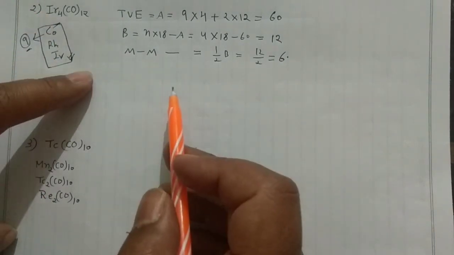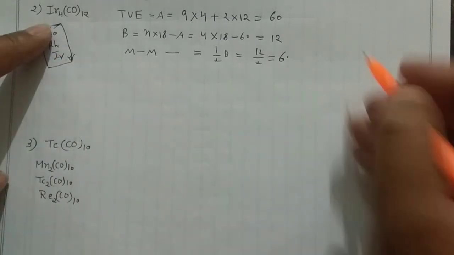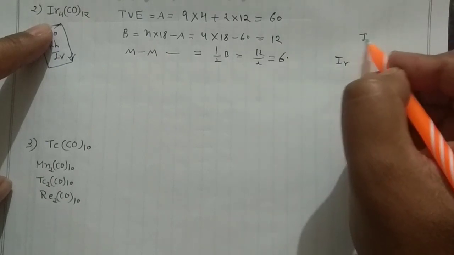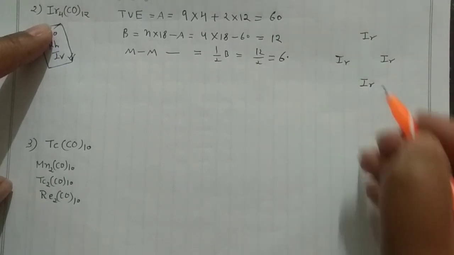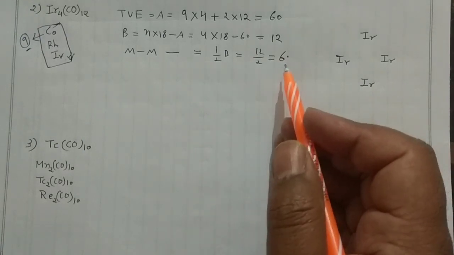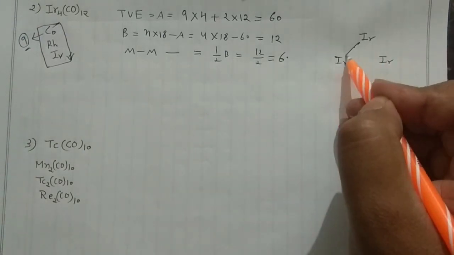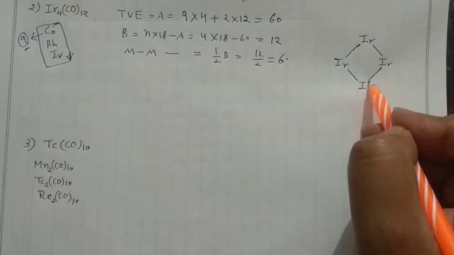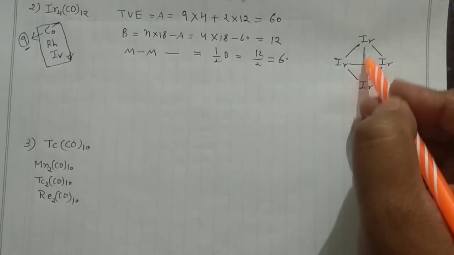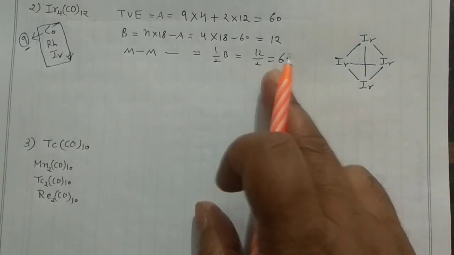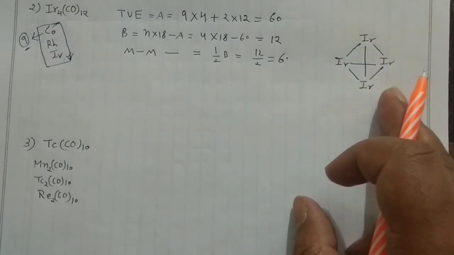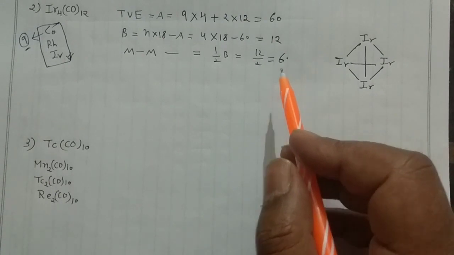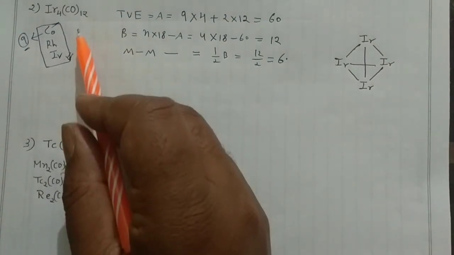So how can you determine the 6 metal bonds? How many iridiums are there? You can write Ir here, and again Ir here, and again Ir here, and again Ir here. So total 6 bonds are there: bond number 1, bond number 2, bond number 3, bond number 4, bond number 5, and bond number 6. This is the only way by which you can connect these iridium metals with these 6 bonds. Now again, you have your 12 carbonyls.